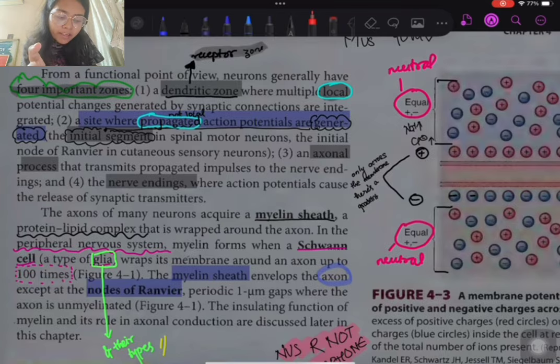the initial segment in the spinal motor neurons. Next, there is an axonal process that will transmit the propagated impulses to the nerve endings, and the fourth is the nerve endings, where the action potential will cause the release of synaptic transmitters. This is the presynaptic neuron.